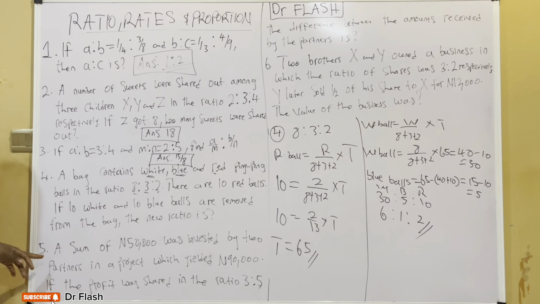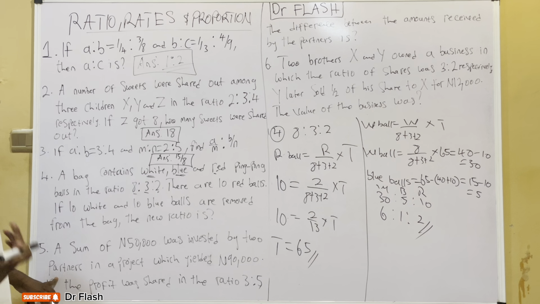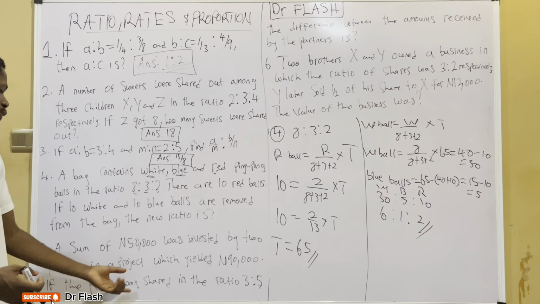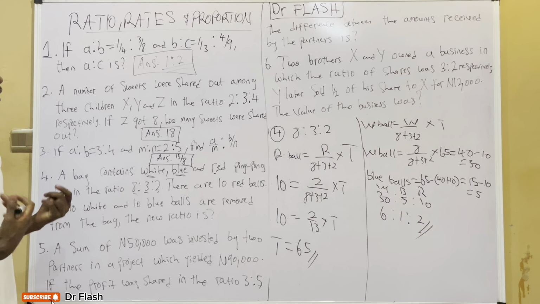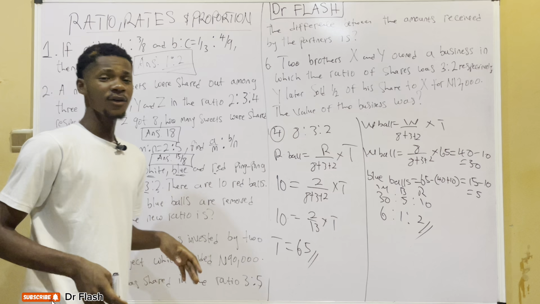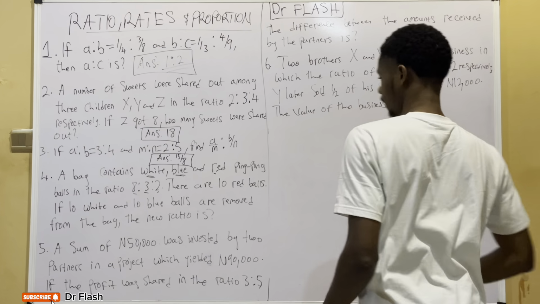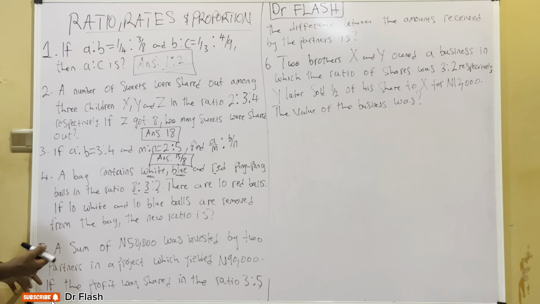The next question on our list is: a sum of 50,000 naira was invested by 2 partners in a project which yielded 90,000 naira. If the profit was shared in the ratio of 3:5, the difference between the amounts received by the partners is... it is a very, very easy question. Let's solve. I already read the question, but for simplicity's sake, I want to read it again.